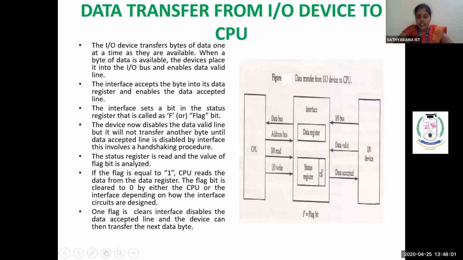Once the flag register is cleared, the data accepted line will be disabled and the data valid line will be enabled, so the next data byte can be transferred. The next interrupt should be given to the data valid line. Understood what programmed IO is now? The example of programmed IO is the first type of mode of transfer.